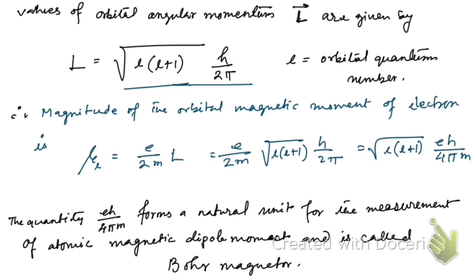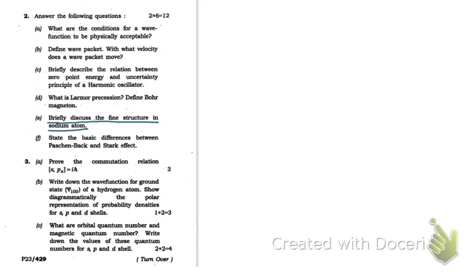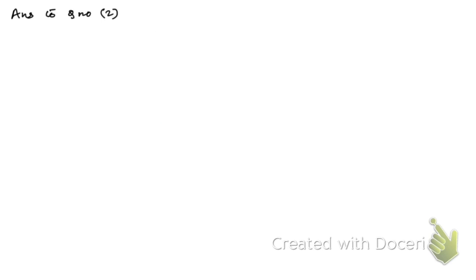Now let's go to the next question. In the next question here it is given that briefly discuss the fine structure in sodium atom. Okay, so let me go to the new slide. So fine structure of sodium atom. So this is going to be the answer to the question number 2. I think this is 2E, right?